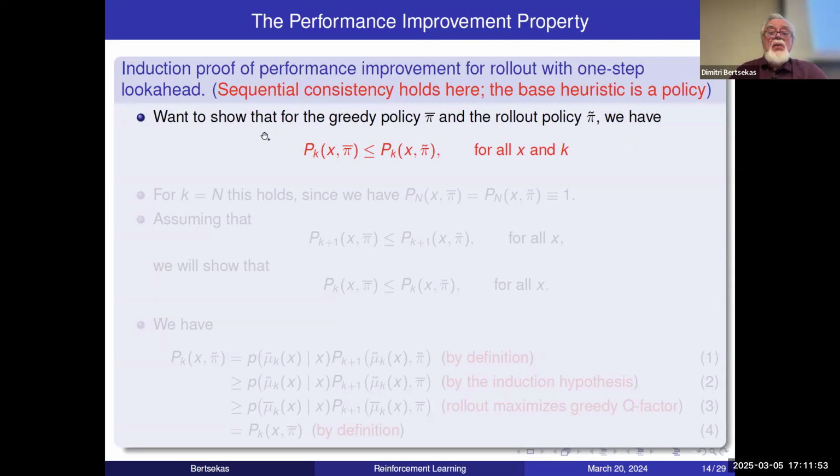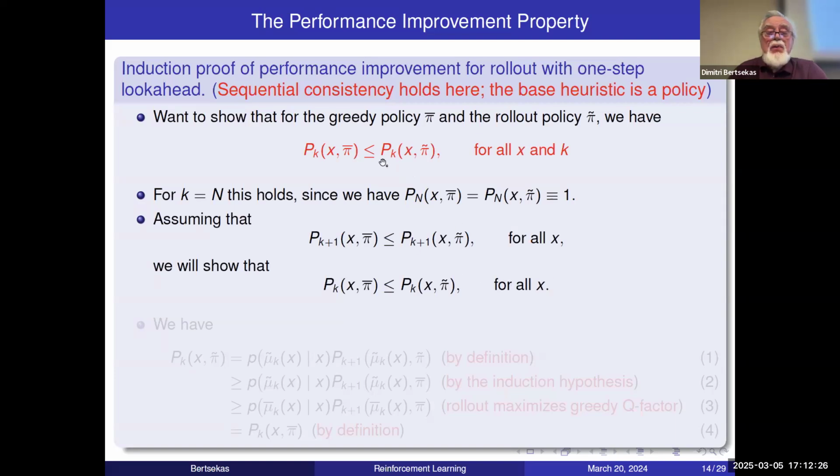Now, what we want to show is that the rollout policy has better performance, a better sequence in terms of probability of likelihood, than the greedy policy. So that's what I want to show for all x and all k. And I can show this by induction. For k equals n, both for the rollout policy and the greedy policy, these probabilities are equal to 1. This is the starting point of the dynamic programming algorithm.